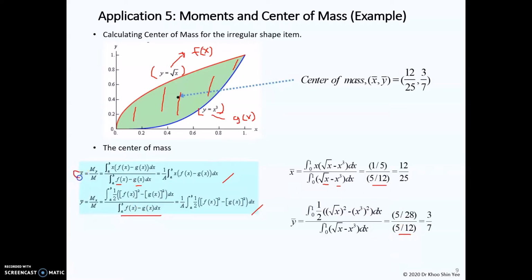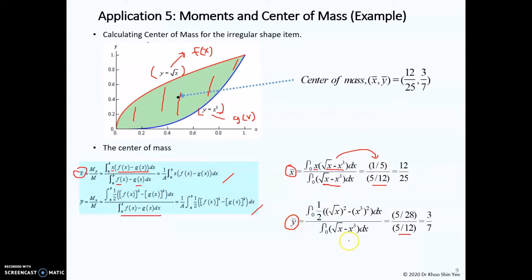And to find the x coordinate for the center of mass here, you need to multiply the same area formula with the x. Therefore you can see this term and this term, they are the same, and you need to multiply x to find the x bar. So solve this integration, you should obtain this result, and you continue to find the y bar.